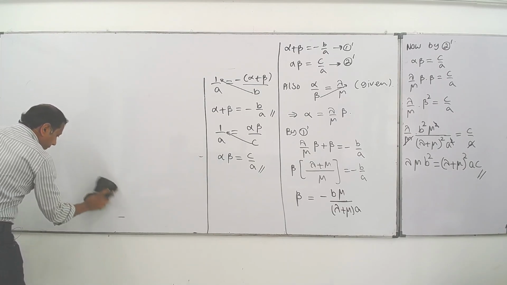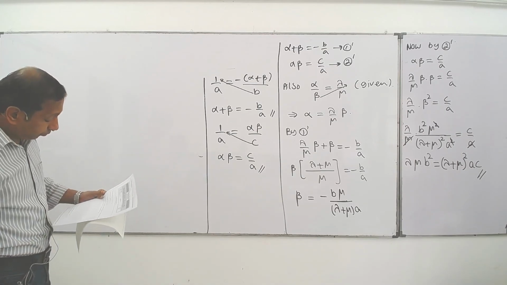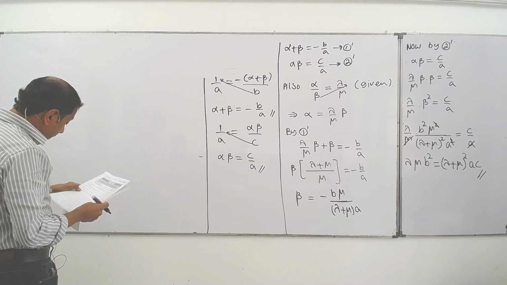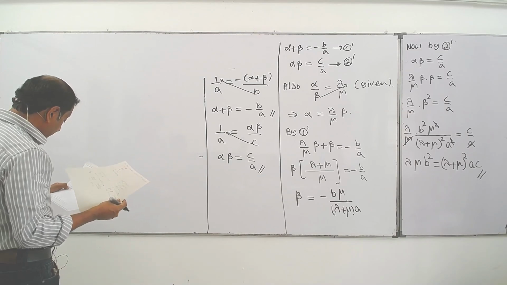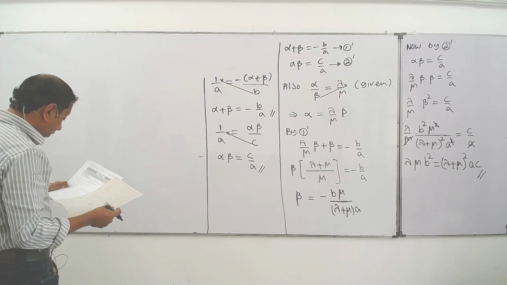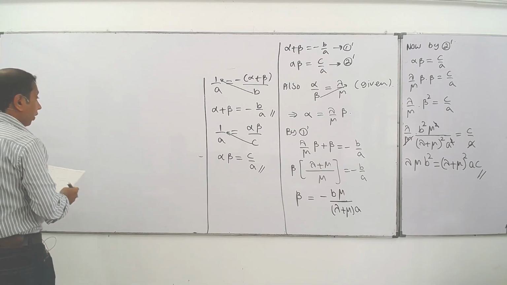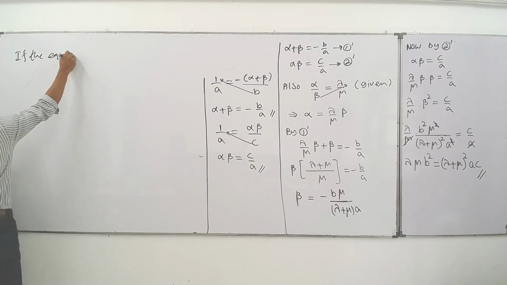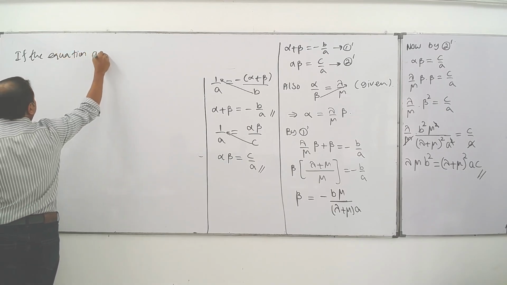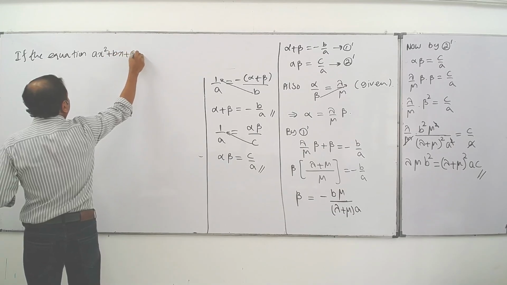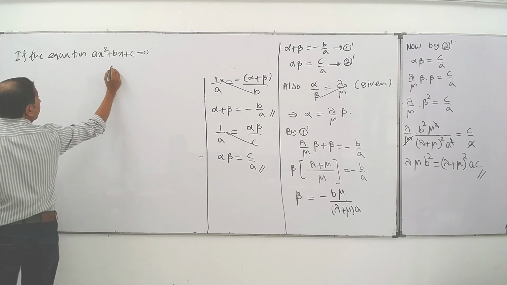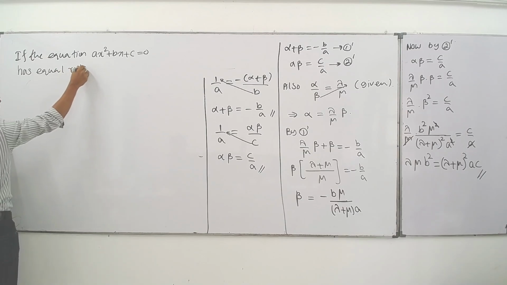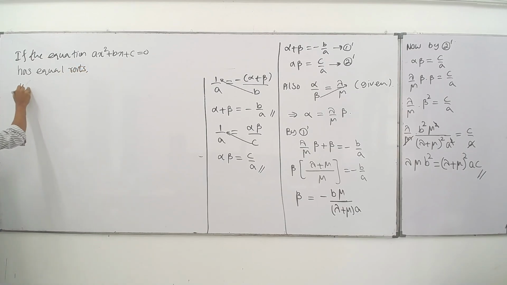Next one says something like this. If the equation ax squared plus bx plus c equals 0 has equal roots, show that b squared equals 4ac. Right. Then we can start like this: if the equation ax squared plus bx plus c is equal to 0 has equal roots, then we can say what?